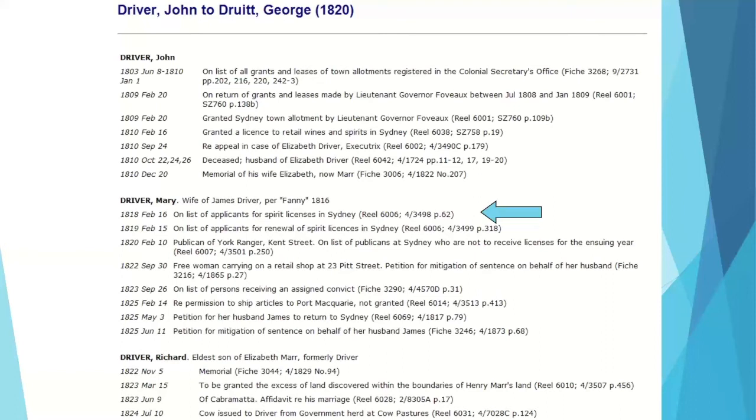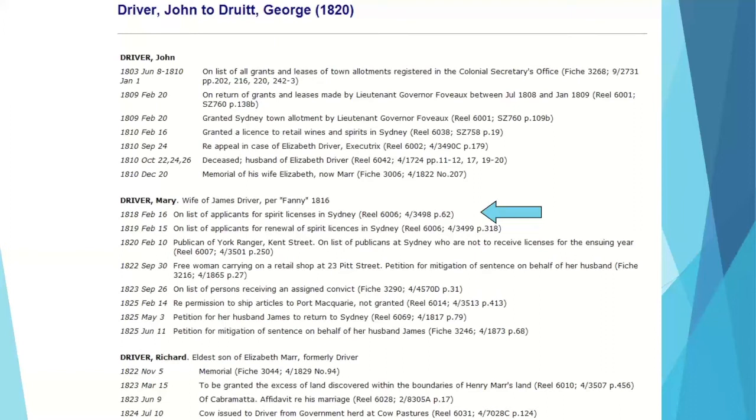Here we have an example of Mary Driver. So this is in the Colonial Secretary's correspondence. So we first see Mary in 1818 as the wife of James Driver, who was a convict. He arrived in 1816 and she applies for a spirit license in 1818. She does that in 1819. In 1820, she's a publican in Kent Street, Sydney. And in 1822, she's carrying on a retail shop.